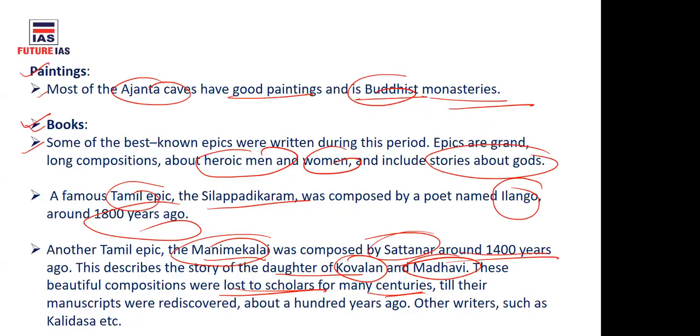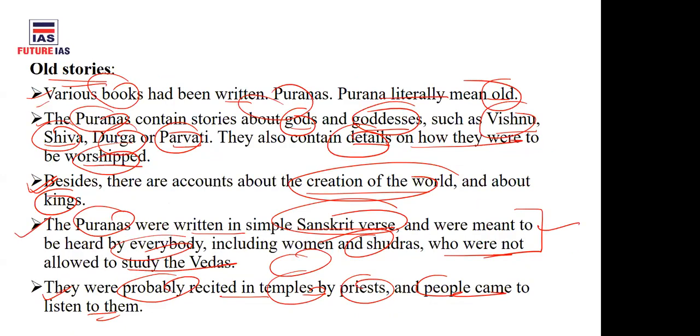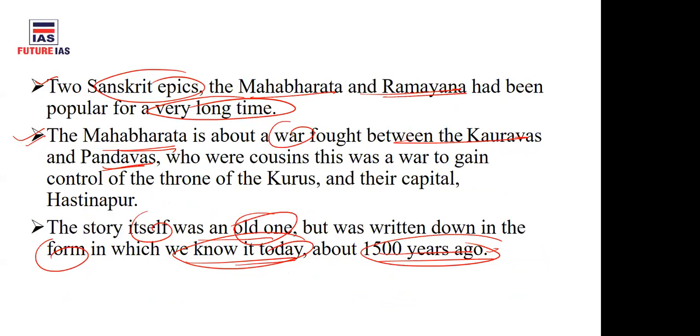All right, and these are some of the books you can see, right? Silappadikaram, a Tamil epic, and Manimekalai, also a Tamil epic, were written by well known poets. And there were stories like the Puranas, the Mahabharata, and the Ramayana, which were written by poets also, right? Even though the events happened long back, they were written recently, around 1500 years ago. All right. There were Jataka stories.